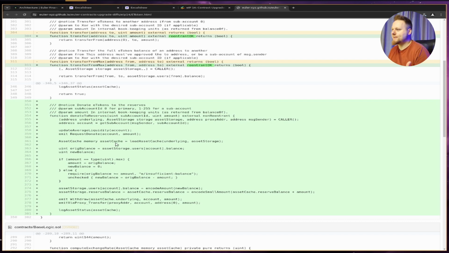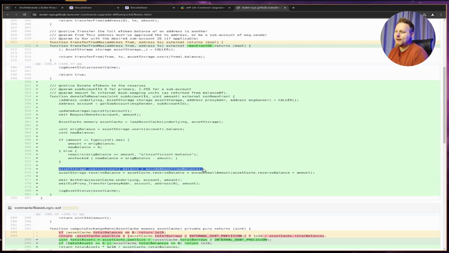This provides gas savings because you don't have to use storage each time. So as you can see, you can just verify how much amount you want to give to reserves. It can be any amount. You are encoding the new balance of the user. After that, you are updating, adding the reserve balance, so the balance that you just put to reserves, and emitting an event.